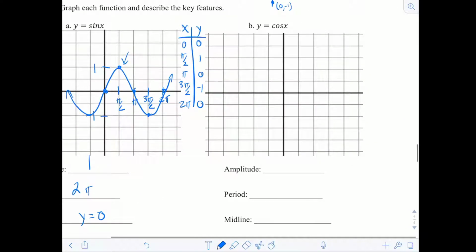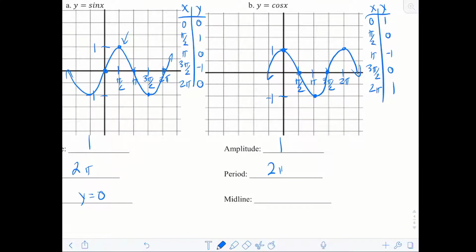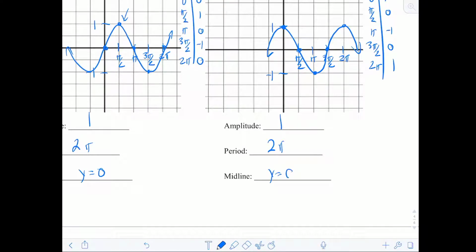And then cosine is exactly kind of the same thing. X and y, 0, pi over 2, pi, 3 pi over 2, and then 2 pi, but this starts at 1, 0, negative 1, 0, 1. So 1, negative 1, pi over 2, pi, 3 pi over 2, and then 2 pi. So 1, 0, negative 1, 0, 1. Make sure you curve your graph, and make sure you also include your arrows too. Amplitude is still 1, period is 2 pi, and the midline is y is equal to 0.